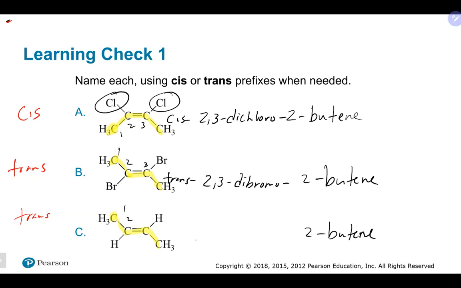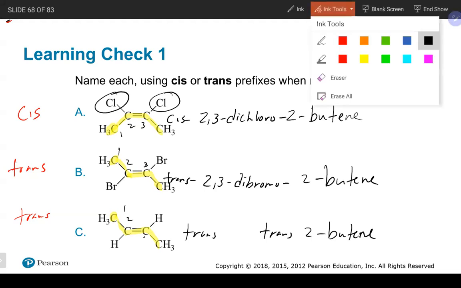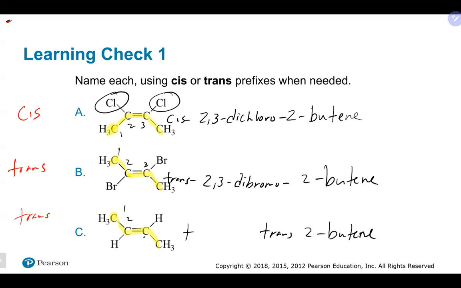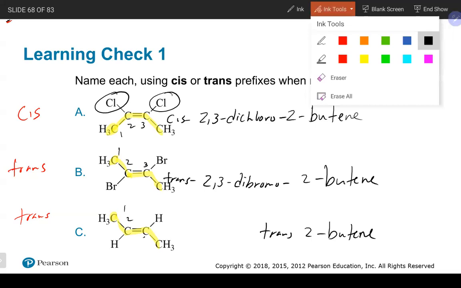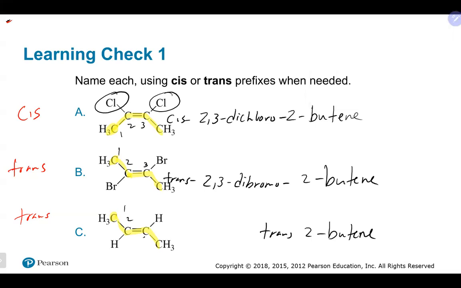And lastly, here we have trans 2, no 2, no 3, nothing, just trans. There are actually no groups attached there, right? Everything else is hydrogen in that case, which means it is just trans 2-butene in this case. Any questions on either of those names or any of those names?